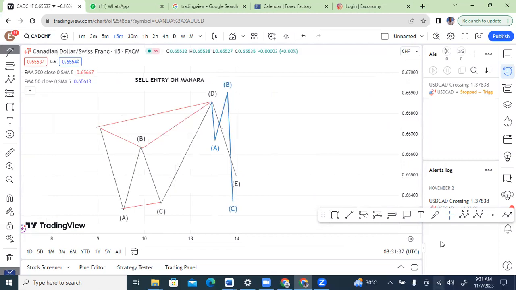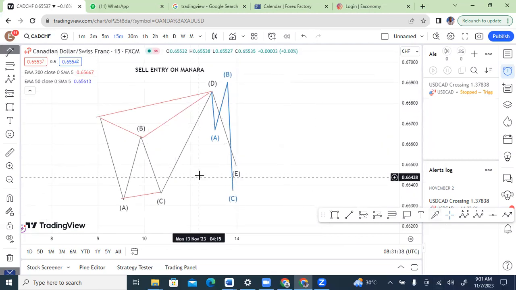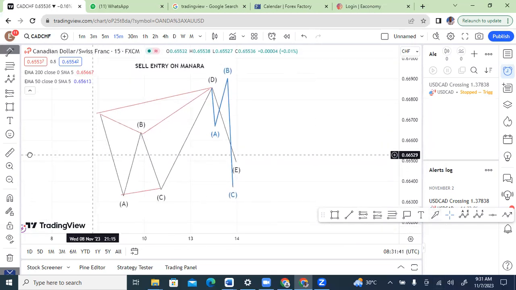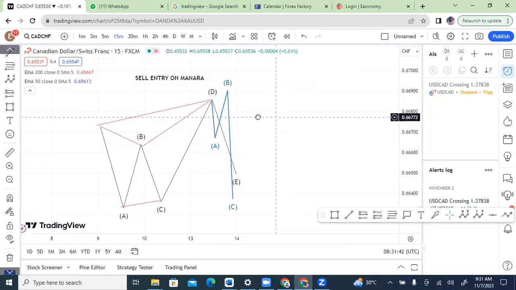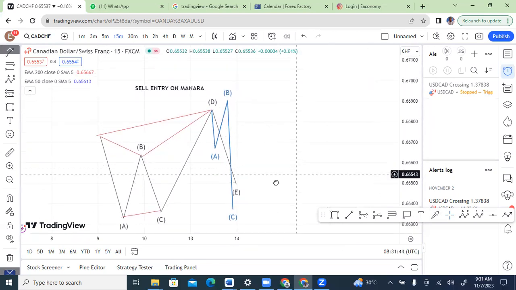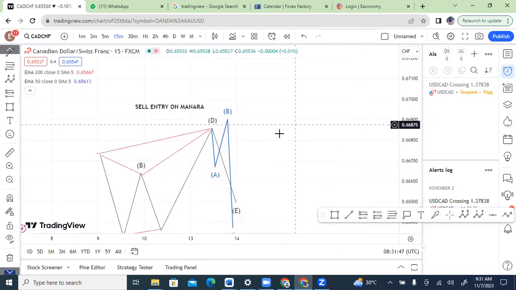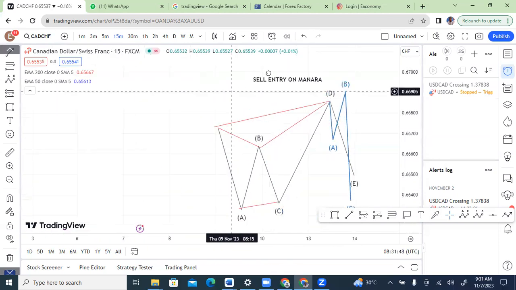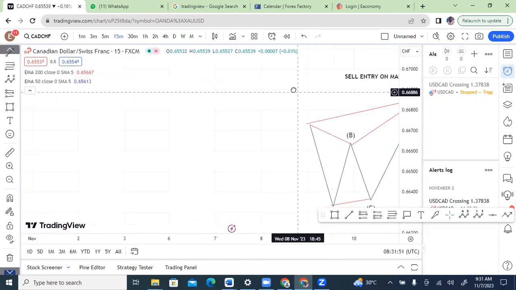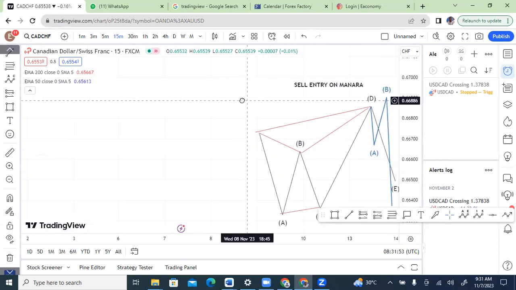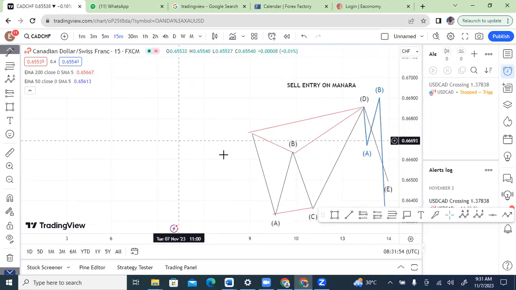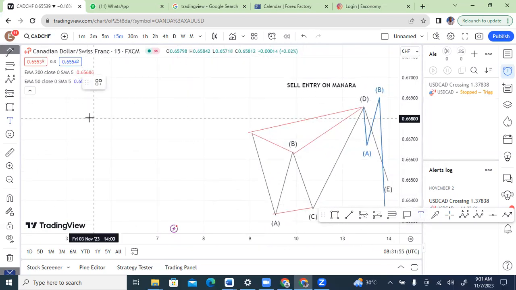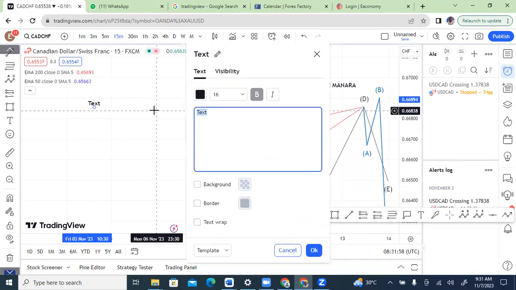Now, what about for a buy? What do you want to look at for a buy? Very easy. What you want to look at for a buy is just similar to what you have for a sell. Buy entry on Manara.